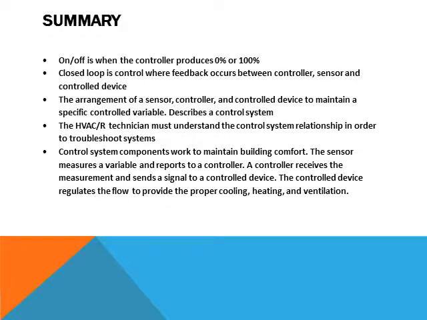In summary, on-off is when the controller produces 0 or 100%. Closed loop is a control where feedback occurs between controller, sensor, and control device. The arrangement of a sensor, controller, and control device to maintain a specific controlled variable describes a controlled system. The HVACR technician must understand the control system relationship in order to troubleshoot systems.